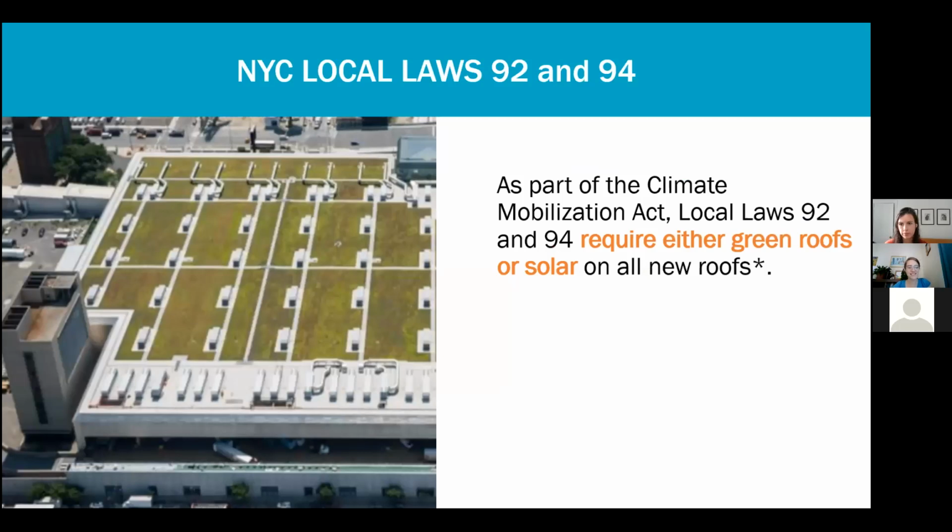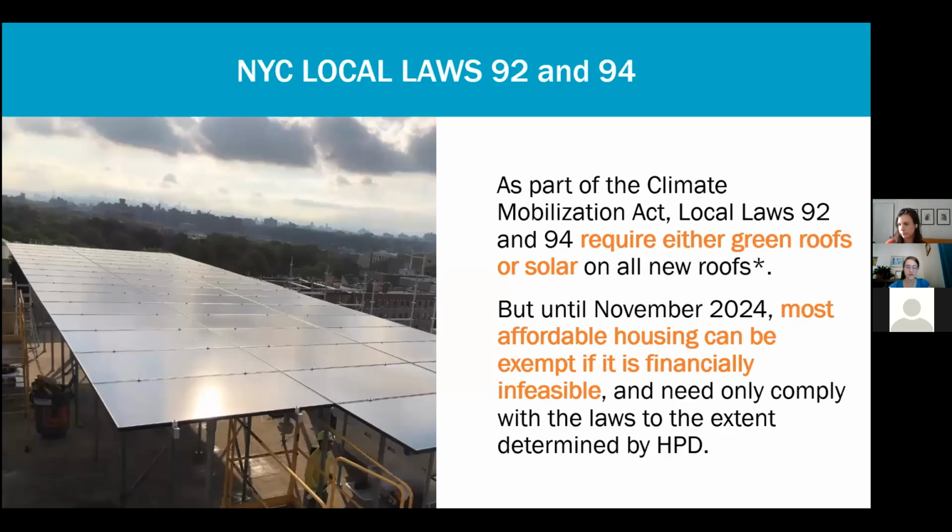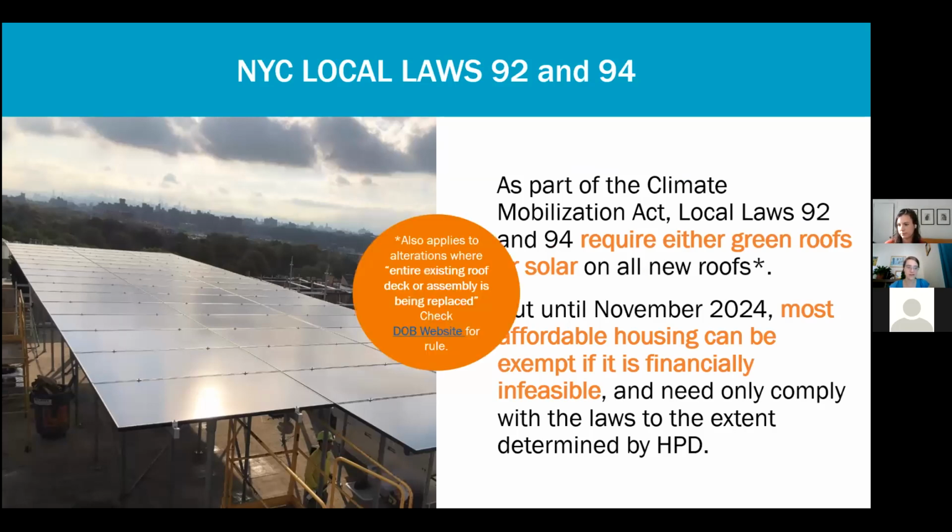So let's go into, I think probably most of you know about the Climate Mobilization Act by now, but part of that is Local Law 92 and 94, which require that all new roofs have either a green roof or solar installed in every reasonable space. But you should know that until November 2024, affordable housing is exempt if it's financially infeasible. So that's where the solar where feasible mandate comes in.